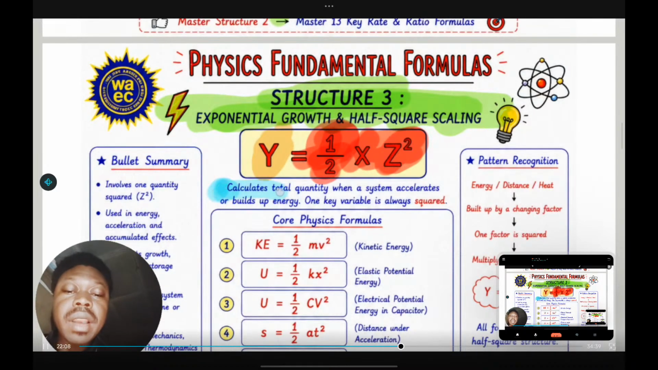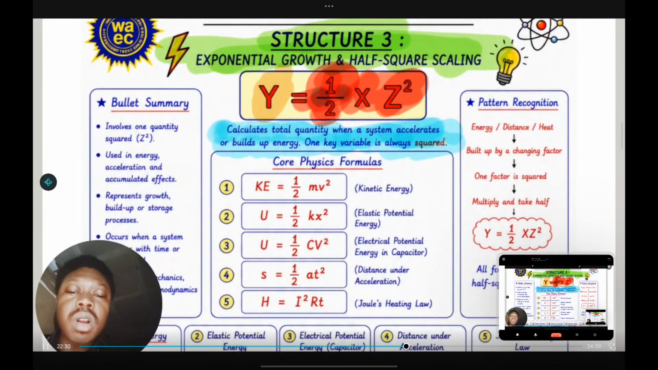So you can calculate total quantity when a system accelerates or builds up energy. One key variable is always squared. So take note of this. It's just like saying y equals 1 over 2 z squared. I believe you have seen some formulas coming in this structure.